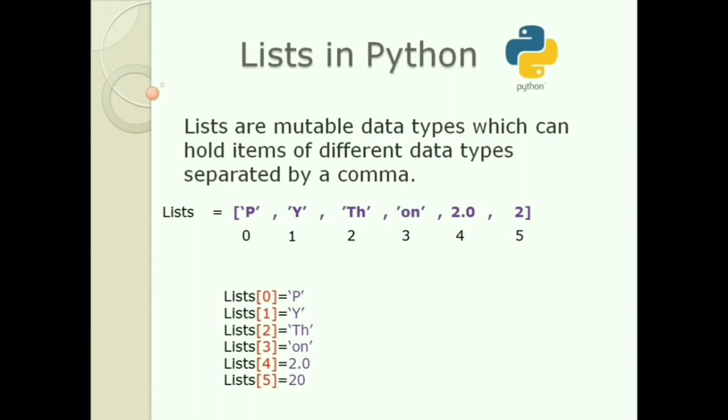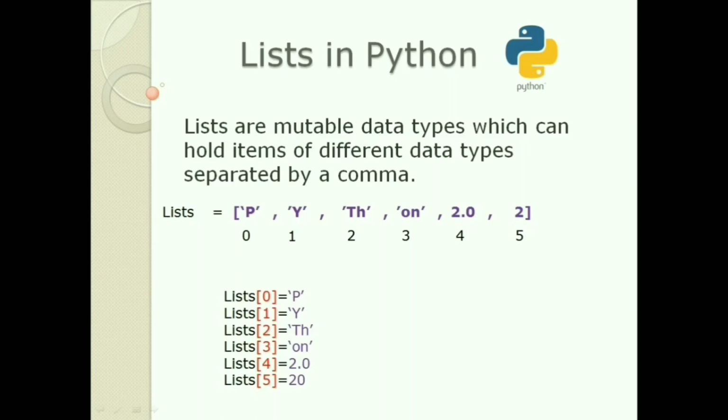Today in this video I am going to explain the concept of list in Python. Lists are mutable data types, which means the value of the list can be modified. Lists can store elements of different data types, each separated by a comma and enclosed within square brackets. And every item in a list can be accessed with the help of the index value.